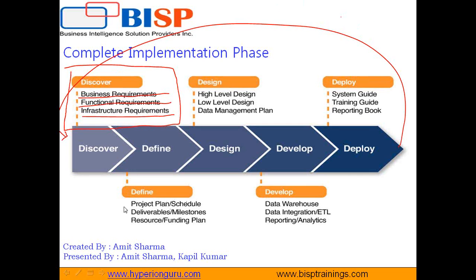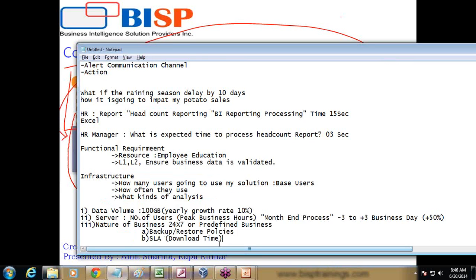Second, we define. In the define phase, you nail down the same activity in greater detail and prepare your project plan. You also associate a timeline for each activity. What is your schedule? How much time do you need to come up with a detailed high-level design document? How much time do you need to pull data from the source system? What strategy should you follow? What milestone?